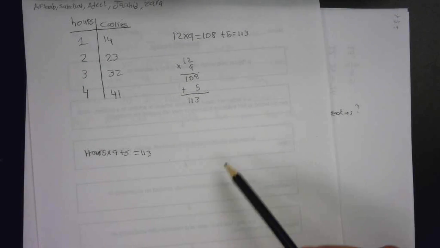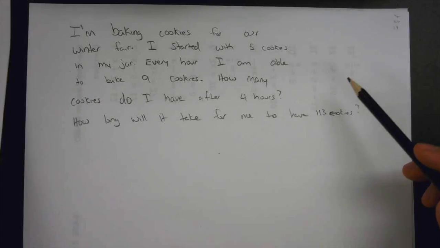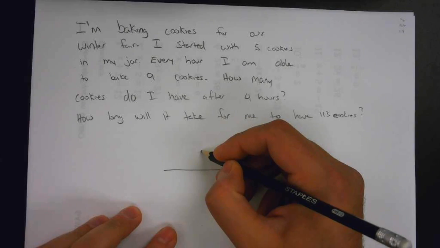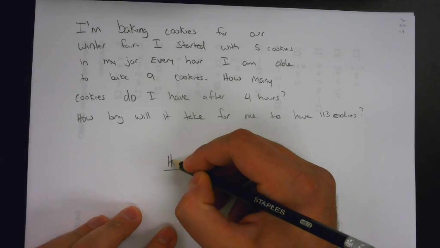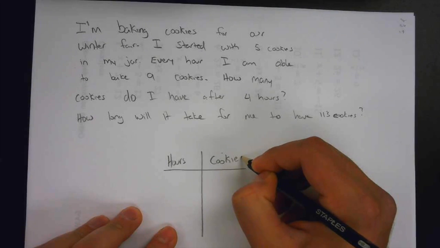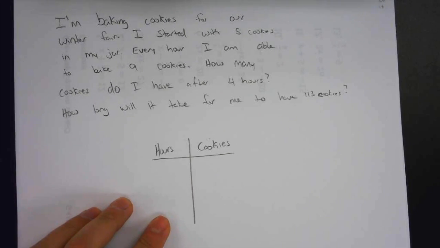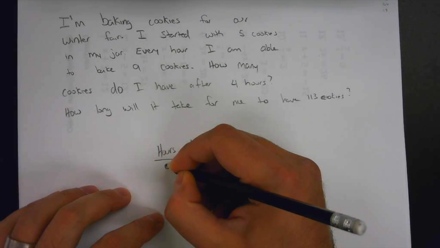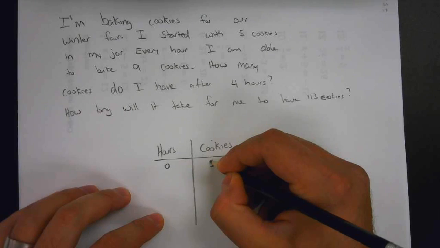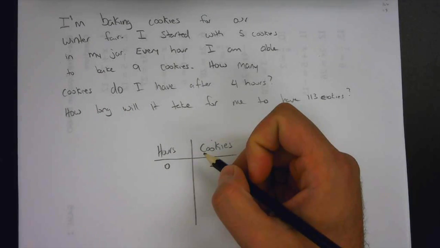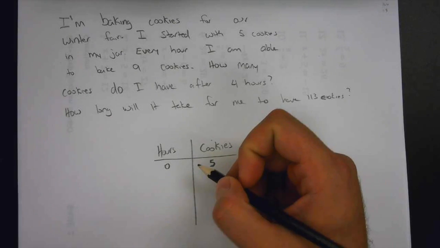Okay, so we've got to clear this one up a bit. So here's what they did. Okay, they made a T chart. Hours, cookies. Okay, so now if I'm starting with 5 cookies, I can put this as hour number 0. And I have 5 cookies. Okay, so they didn't do that, but you can do that because you're starting with this.